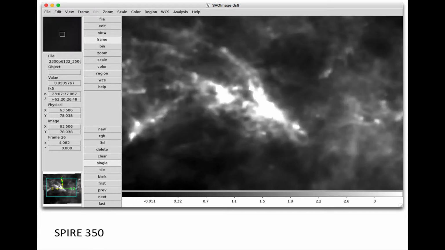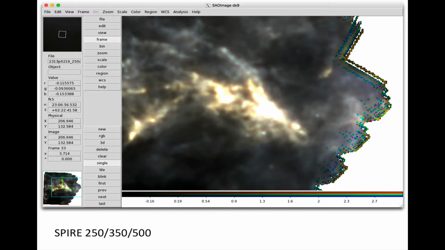So here too, there's not a ton of point sources. 250 micron has some clear point sources. 350, 500, really hard unless you know going in where the point sources are. So that's a 3-color image with just the SPIRE data.